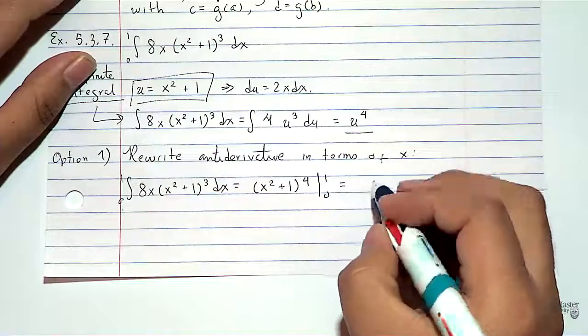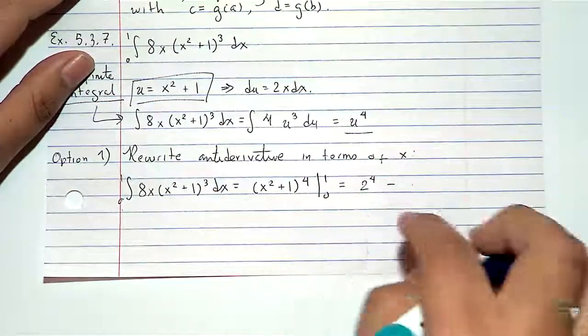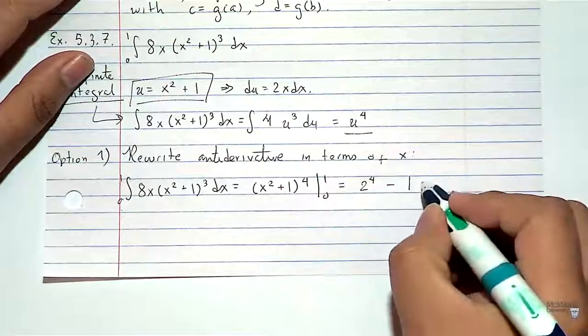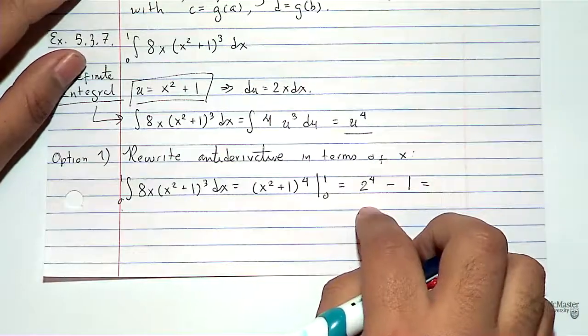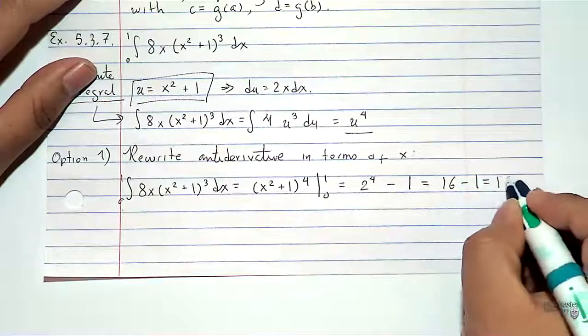So do the substitution in your mind. Basically here you have, well, 1 plus 1 to the 4th, so 2 to the 4th, minus this would be 0 plus 1 to the 4th, so this is 1. So 2 to the 4th is 4 squared, so 4 times 4, which is 16, minus 1, 15, okay?